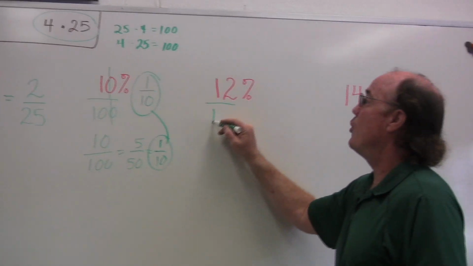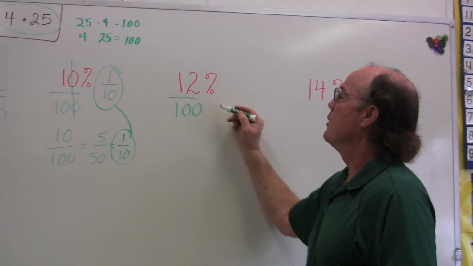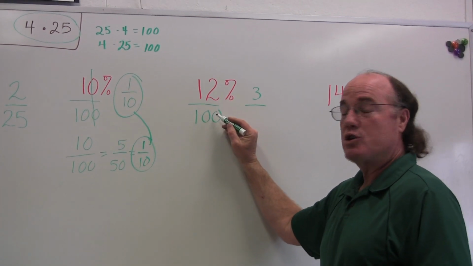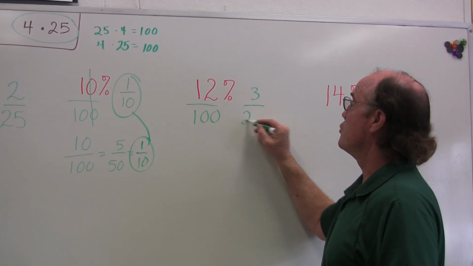12%. 12 parts out of 100. 4 goes into this 3. How many 4s go into here? 4 quarters, 25.